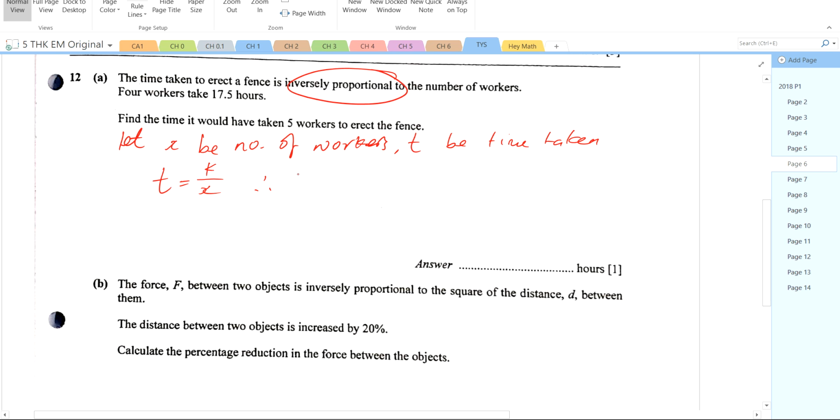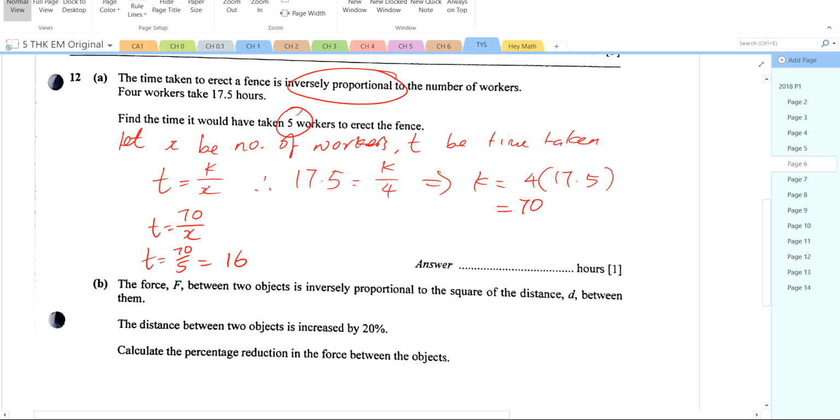So 17.5 equals K over 4. Therefore, K must be equal to 4 times 17.5. Can we figure out how much this is? 17.5 times 4? What do you get? 70. Okay, so now I'm going to substitute this back into my original equation. T equals 70 over X. And now I'm going to substitute X to be equal to 5. So T equals 70 over 5, which gives us 14. So 14 hours are required.